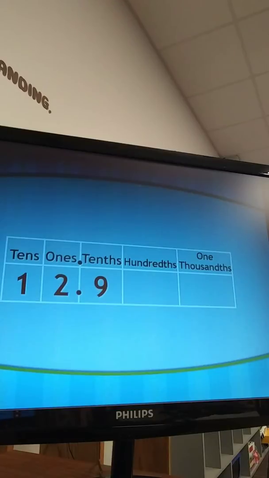This number would be read 12 and 9/10. 4 and 20 hundredths. 6 and 5 hundredths. 2 and 524 thousandths. 8 and 1 thousandth.